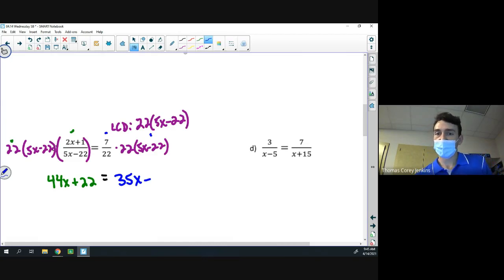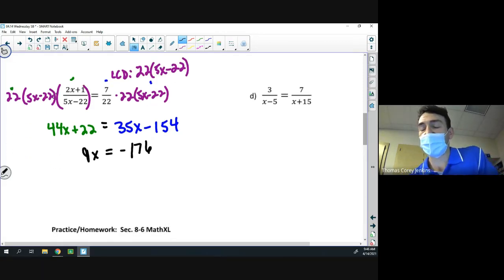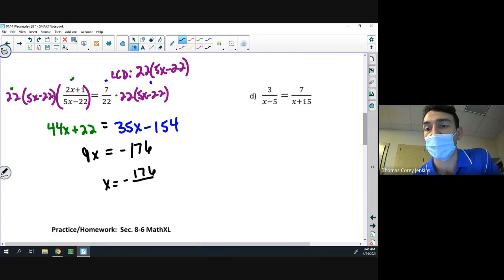What would that be? 140 plus 14, 134, I think, or 154. 154. All right, and then we just go and solve for x, right? So subtract 35x from both sides. That would give me 9x. Maybe subtract 22 from both sides. That'd give me negative 176. And then I don't think 9 goes into 176, so then we just write that as x equals negative 176 over 9.